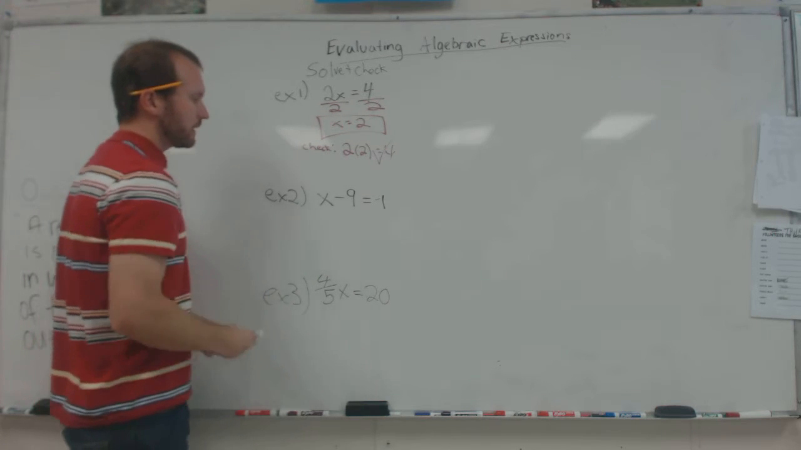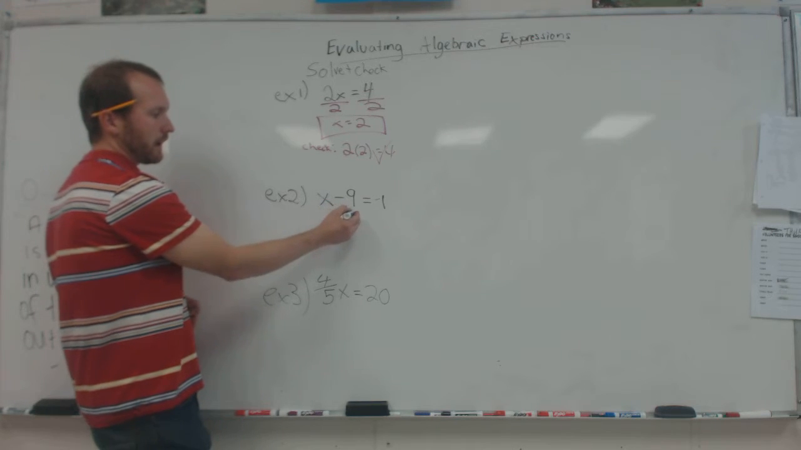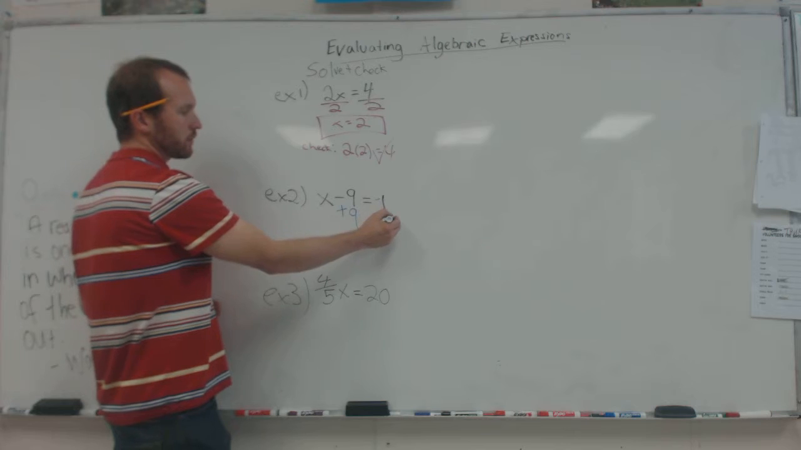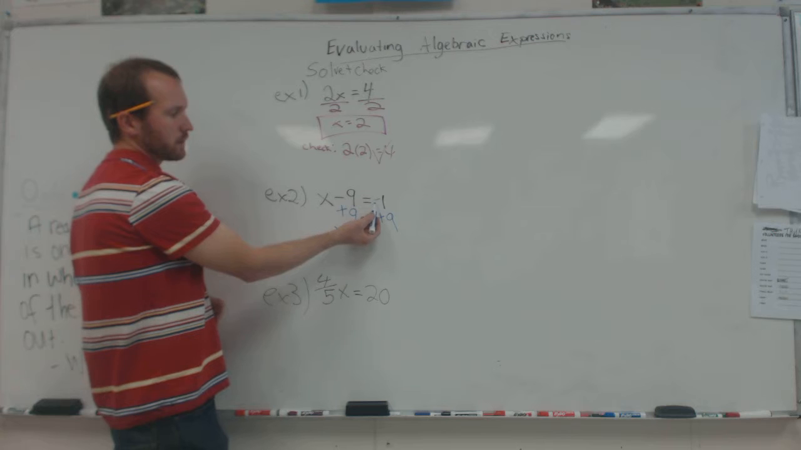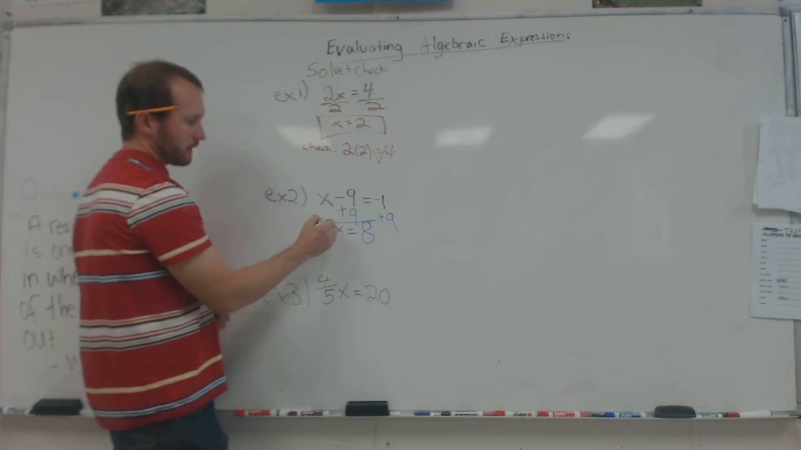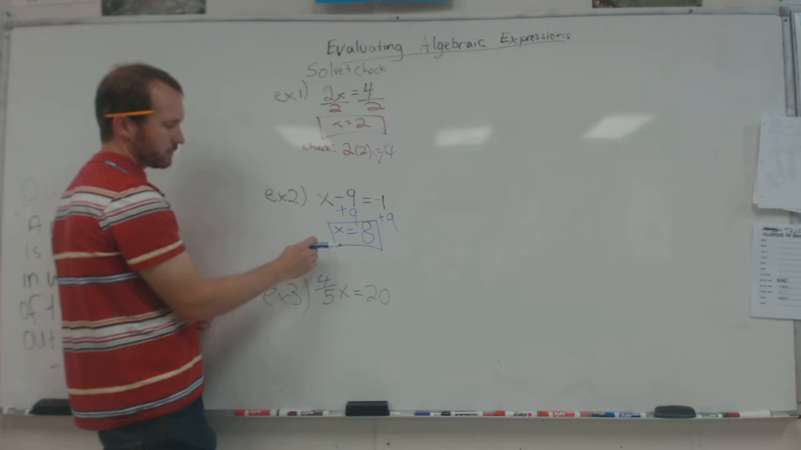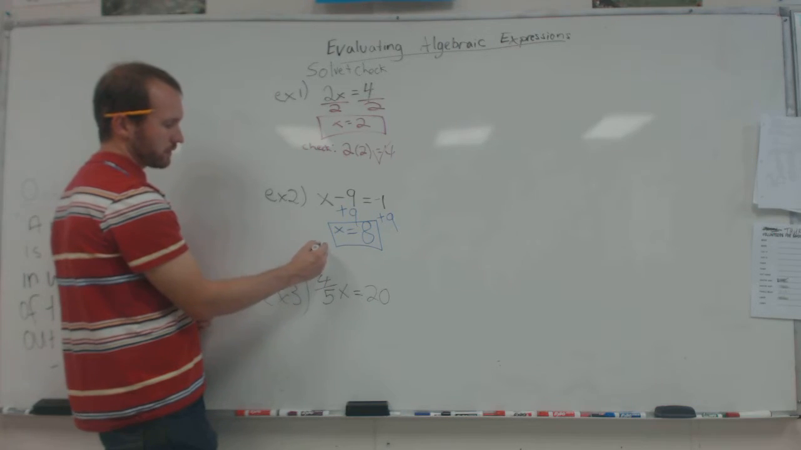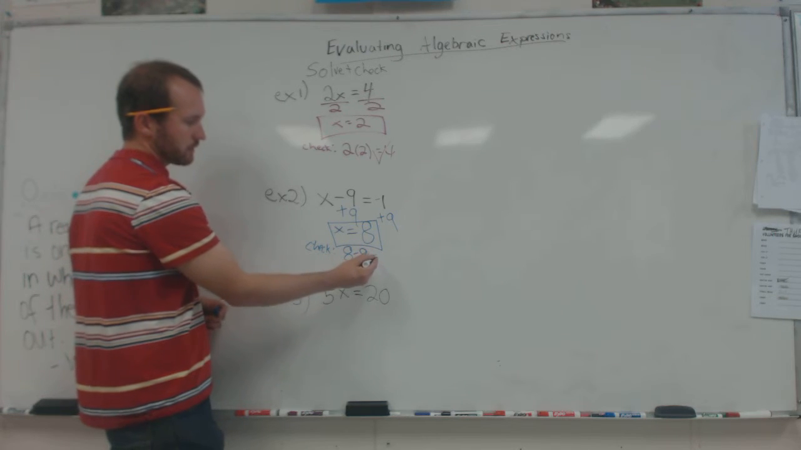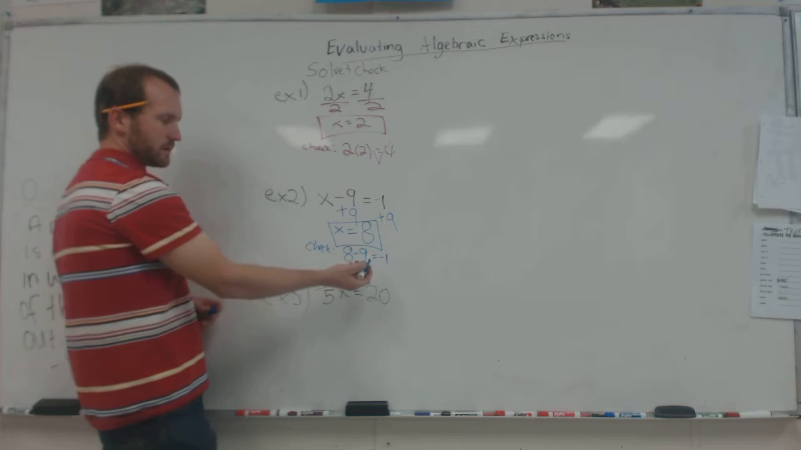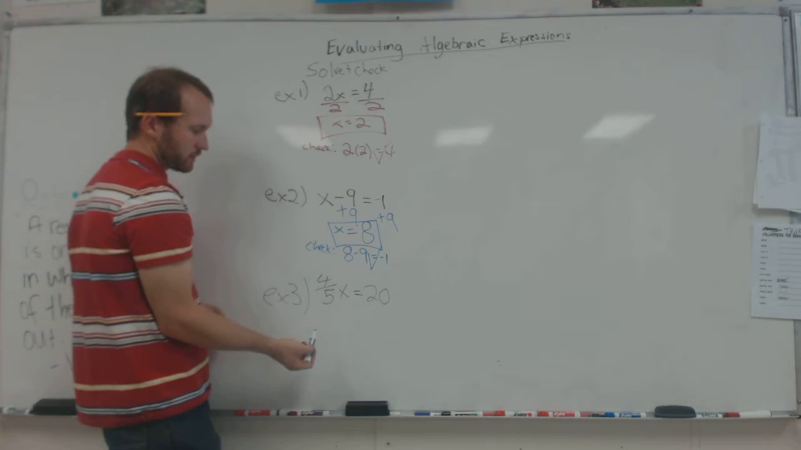I don't like that marker. Let's try this one. What am I going to do? You're going to add 9. Add 9 to both sides. So I have x equals 8. I think that's my answer. Now I'm going to check it. So check 8 minus 9 equals negative 1. Is that true? Yeah. That's true. Negative 1 equals negative 1.